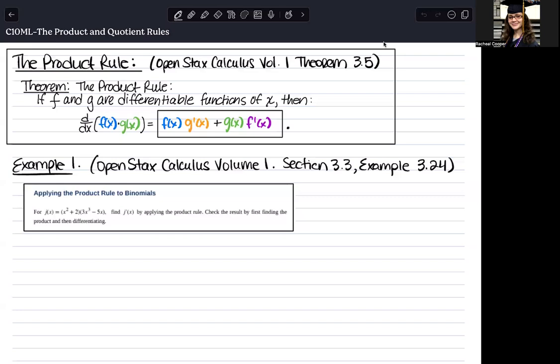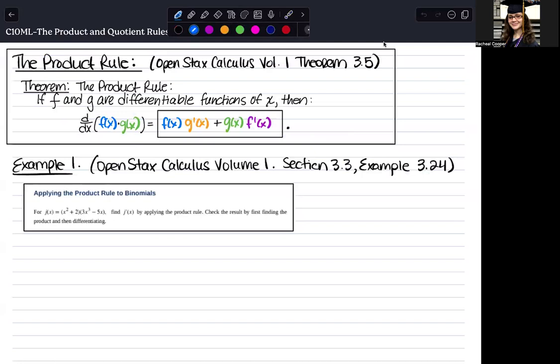Today, we're going to review the product rule. I have an example here from the OpenStax Calculus Volume 1. This is Section 3.3, Example 3.24. And then, of course, above here at the top, I have the statement of the product rule. Recall that if we are differentiating the product of two functions f and g, we must find the derivative of f and the derivative of g, and then multiply f times the derivative of g and add g times the derivative of f. So let's complete this example in 10 minutes or less.